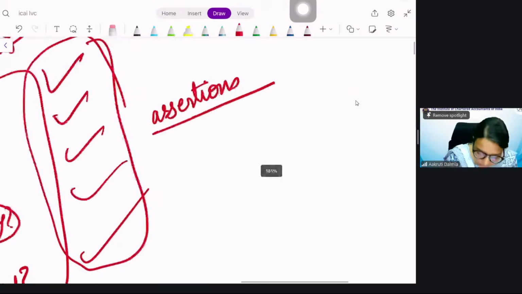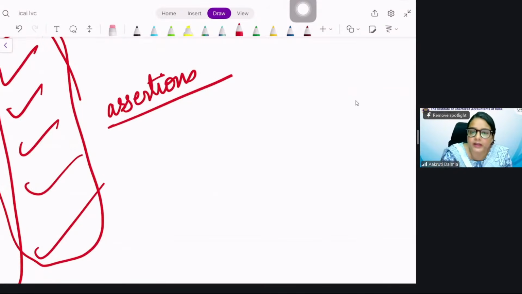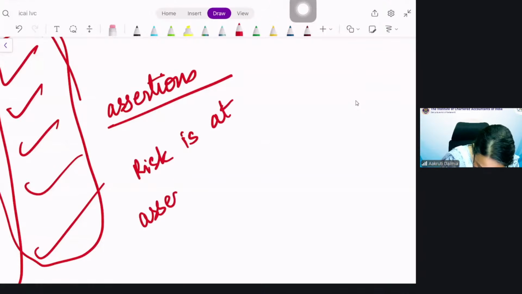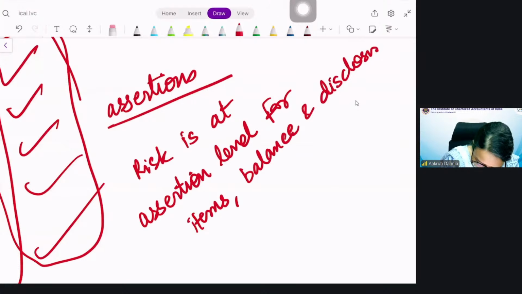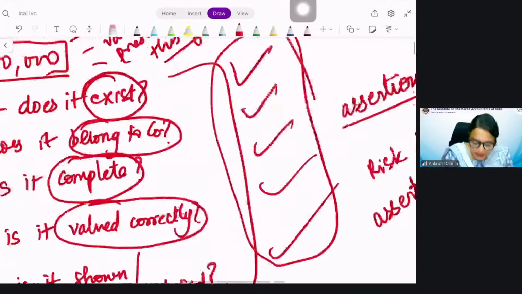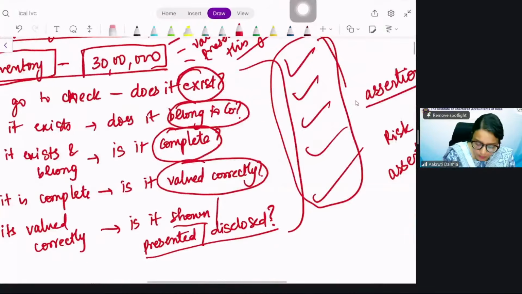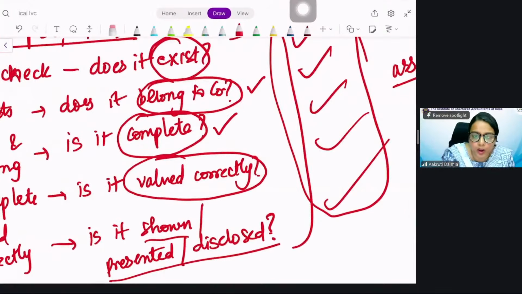So as an auditor, we don't check items. इसलिए आप कभी भी language में ये नहीं देखोगे कि auditor needs to find evidence for items and balances and disclosures. Risk is at assertion level for items, balances, and disclosures. Now you tell me, let's say this inventory, all bills you have found, all bills have been accounted, all have been valued, all have been presented and disclosed, everything is okay.